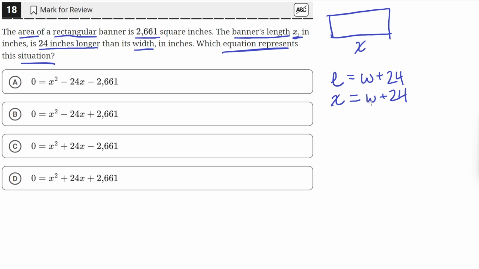So what we can do is subtract the 24 from both sides, so that way we get w equals x minus 24. That means the width is equal to the length minus 24 inches. So now we have both the length and the width represented as a function of the variable x, which is the length of the banner.